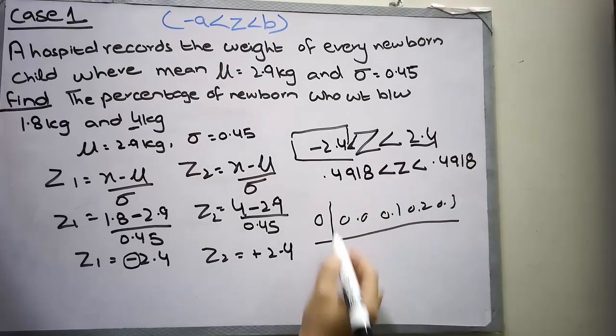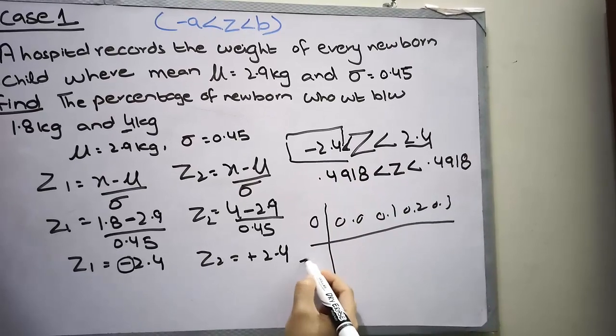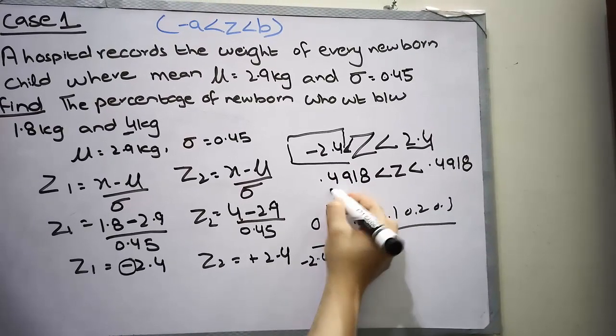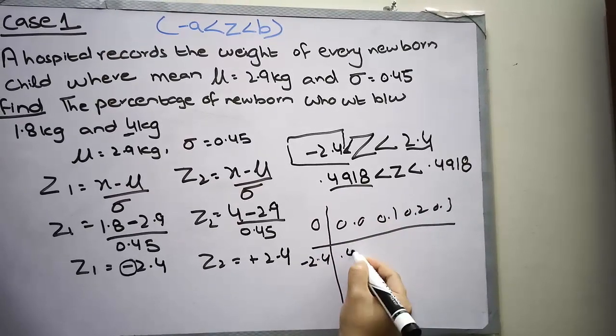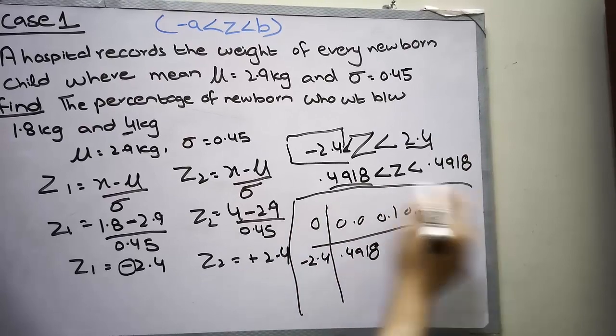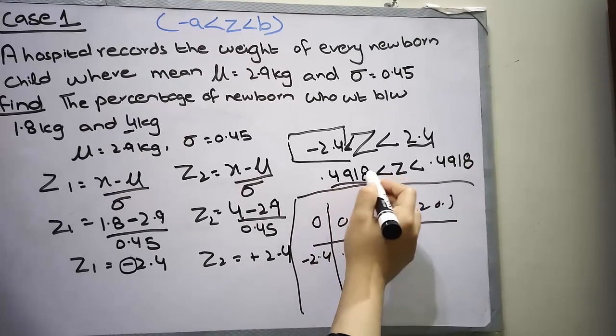You have to find this value minus 2.4, and in the value of Z this value would be given: 0.4918. So from the graph we have taken this value 0.4918.